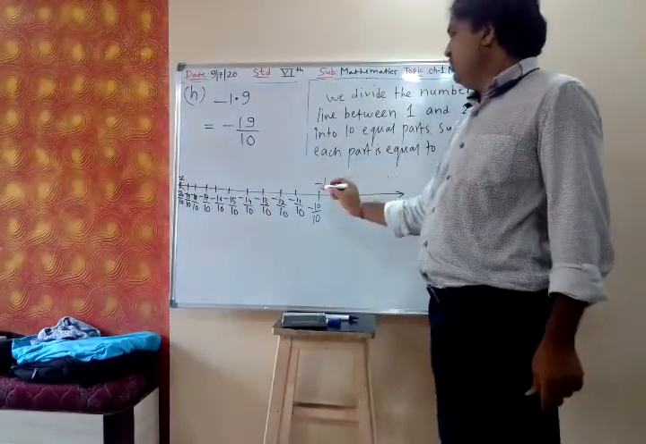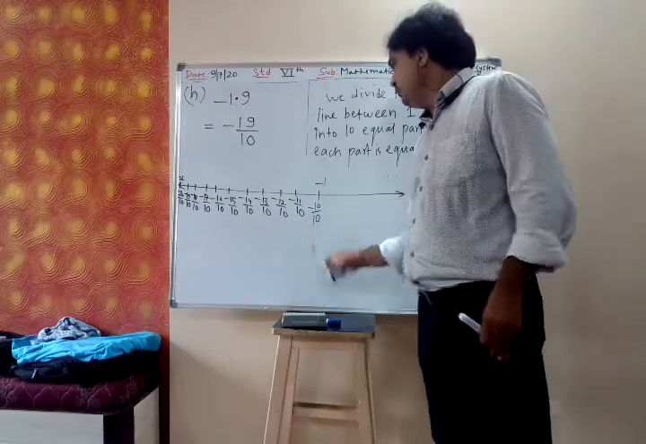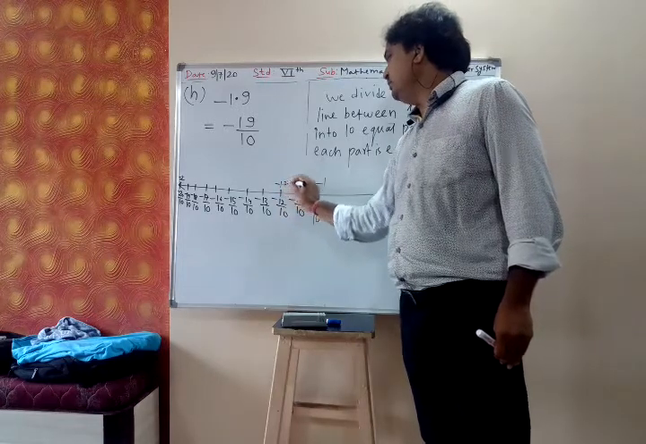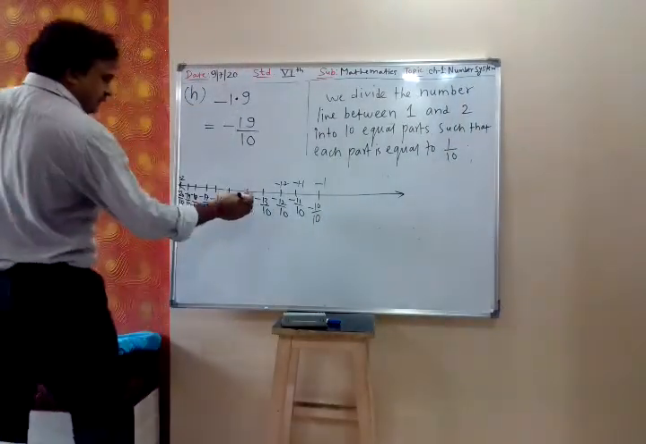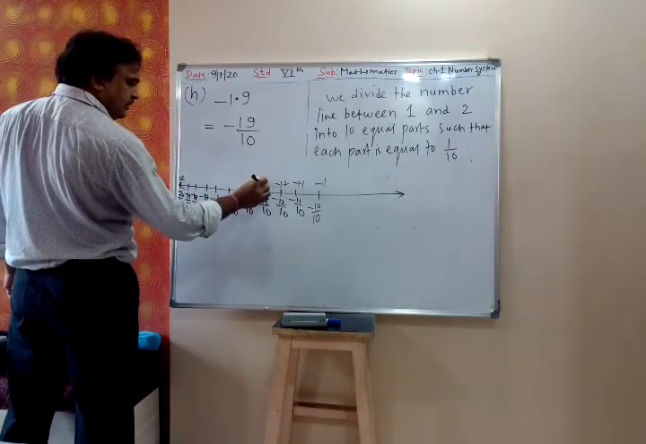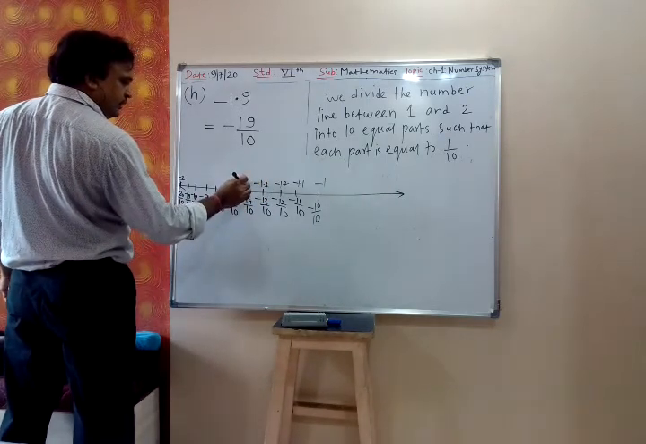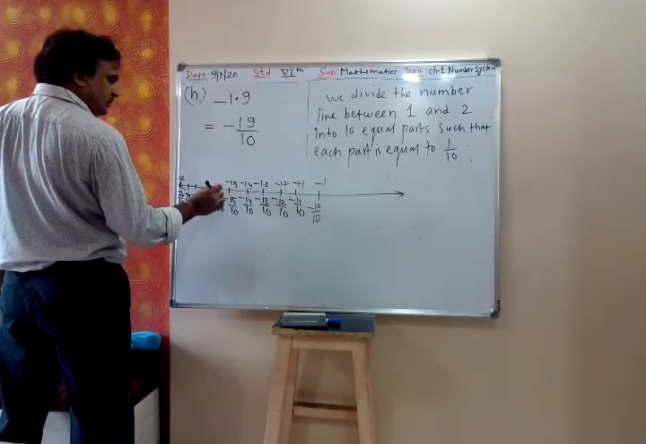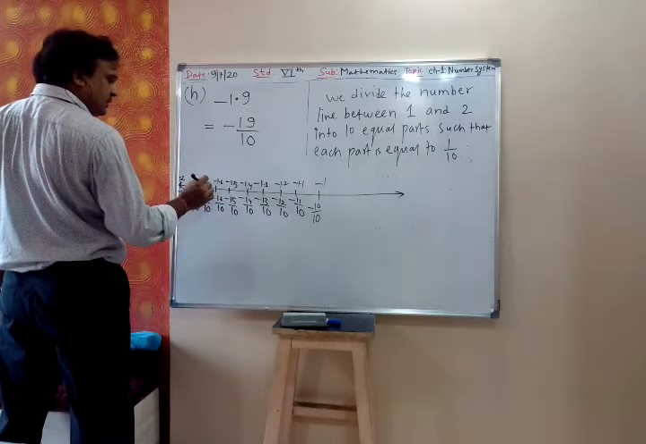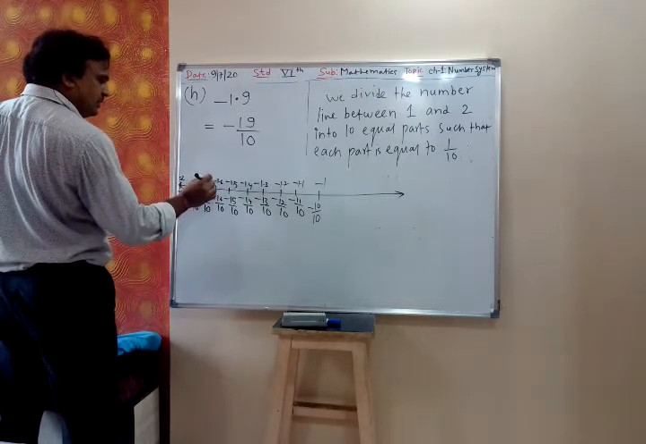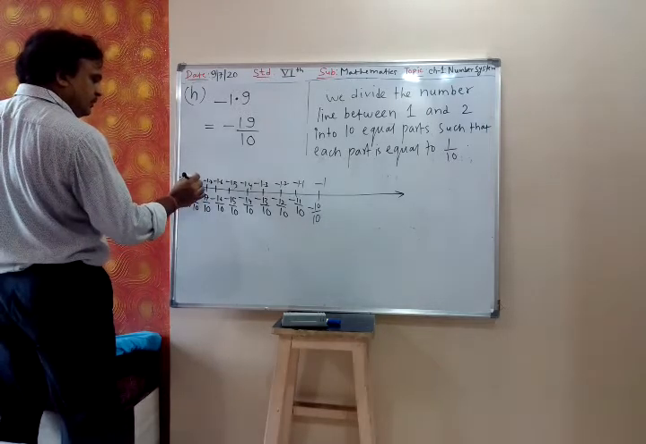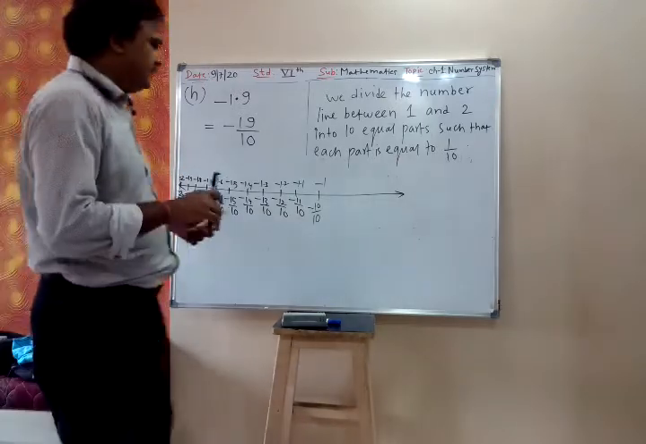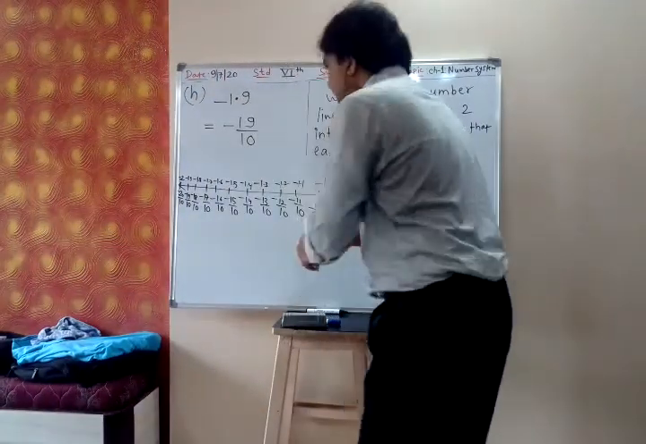So minus 11 upon 10 I can write as minus 1.1. Minus 12 upon 10 is minus 1.2. Minus 13 upon 10 is minus 1.3. Minus 14 upon 10 is minus 1.4. Minus 15 upon 10 is minus 1.5. Minus 16 upon 10 is minus 1.6. Minus 17 upon 10 is minus 1.7. Minus 1.8. Minus 1.9.